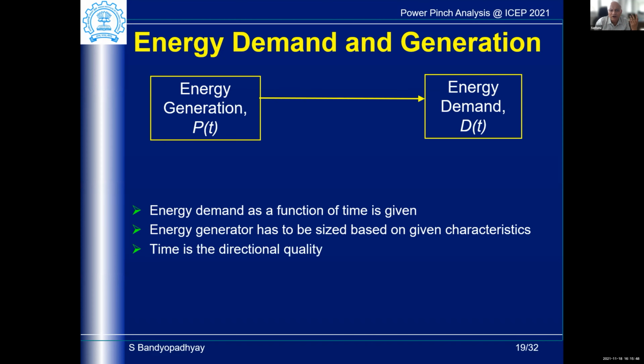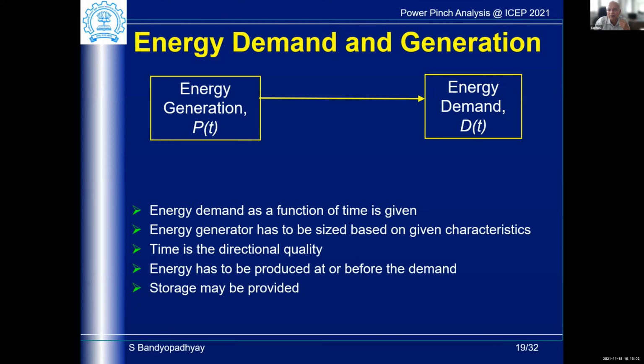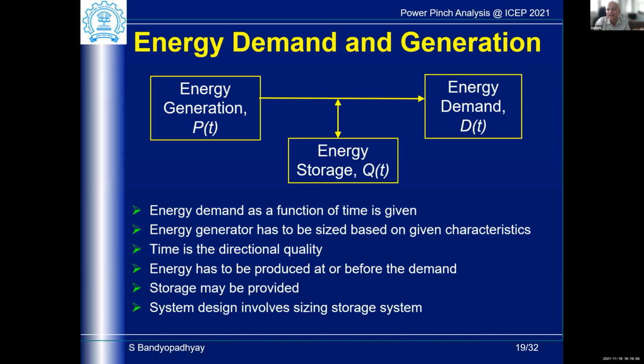And here time plays a quality role, and this is a directional quality. That means you have to generate the energy before you can use it for the energy demand. And if you have generated too much before, that means we need to have a storage. So we have to size the storage also, what will be the appropriate size.